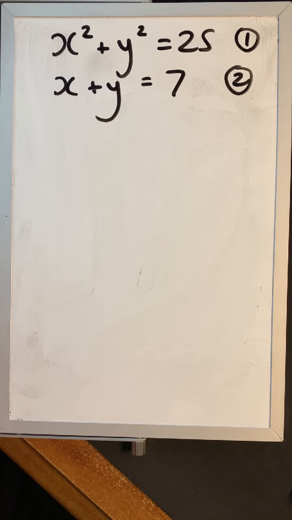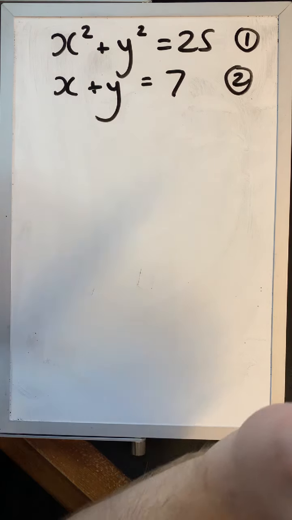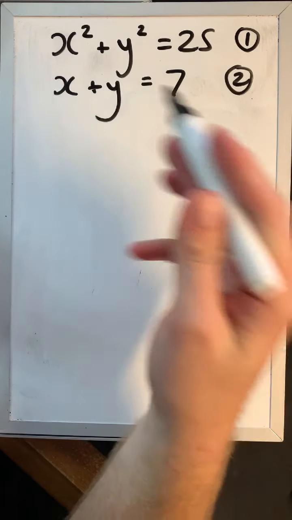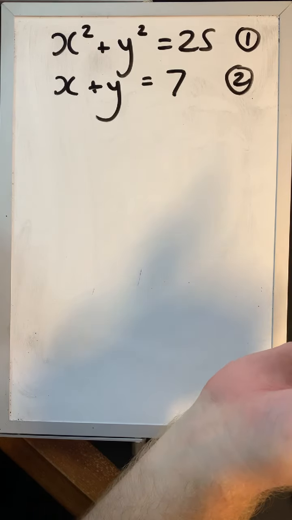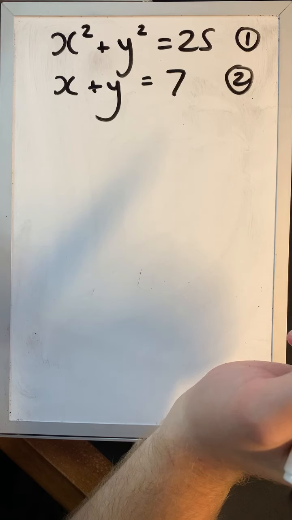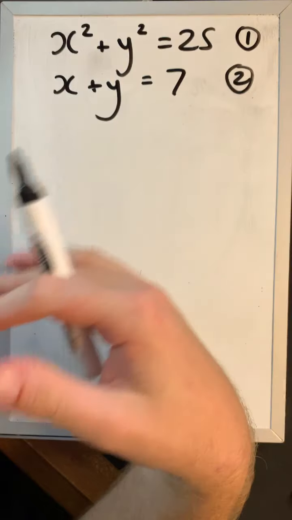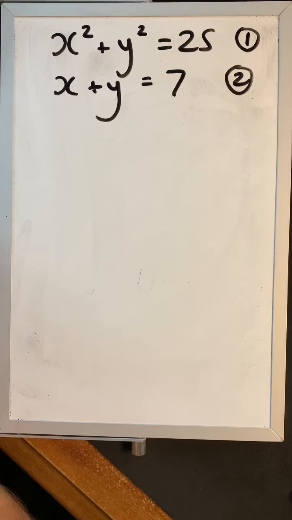One last set then of these simultaneous nonlinear equations. So this doesn't look very nice, does it? We've got x squared plus y squared equals 25, and x plus y equals 7. So same thing applies then. We want to get an equation with either all x's or all y's.